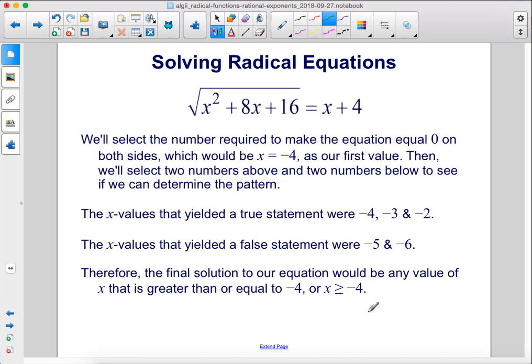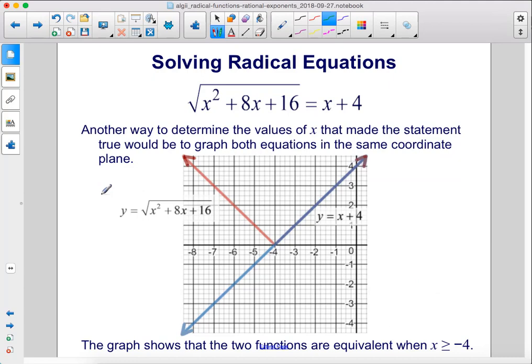Therefore, the final solution to our equation would be any value of x that is greater than or equal to negative 4, or written like this, x is greater than or equal to negative 4. Another way to determine the values of x that made the statement true would be to graph both equations in the same coordinate plane. So this here is the graph of the square root of x squared plus 8x plus 16, and over here we have the line y equals x plus 4. The graph shows that the two functions are equivalent when x is greater than or equal to negative 4. So from here on this way, we have both red and blue lines, and that's when they're equivalent.